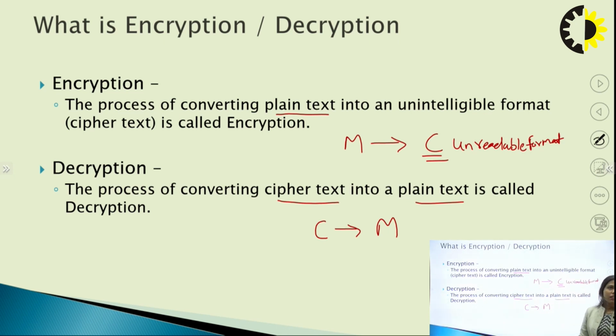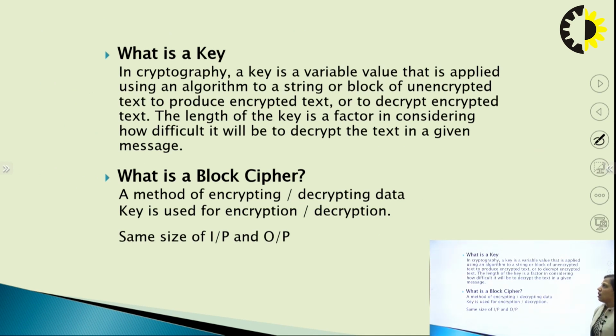So these are the terminology we are going to discuss in cryptography. We use two terms, key and block cipher, in the process of encryption. Encryption and decryption are done on the basis of a key. A key is like a variable value which we can apply through an algorithm, or a string or a block, in encrypted text.